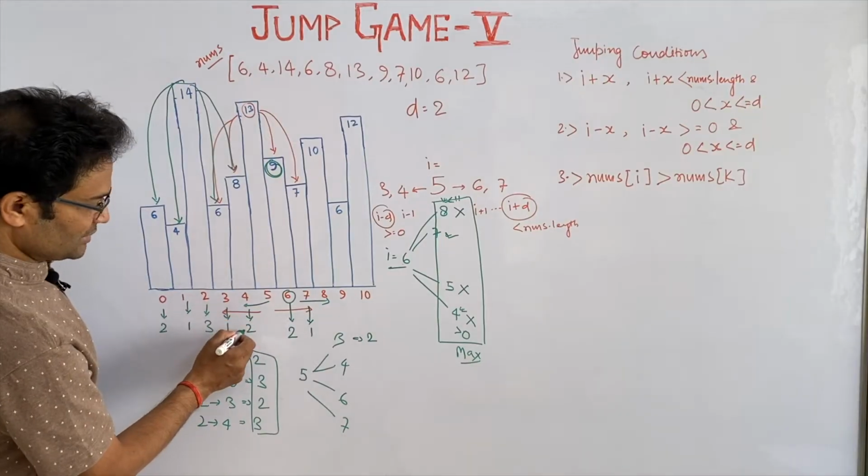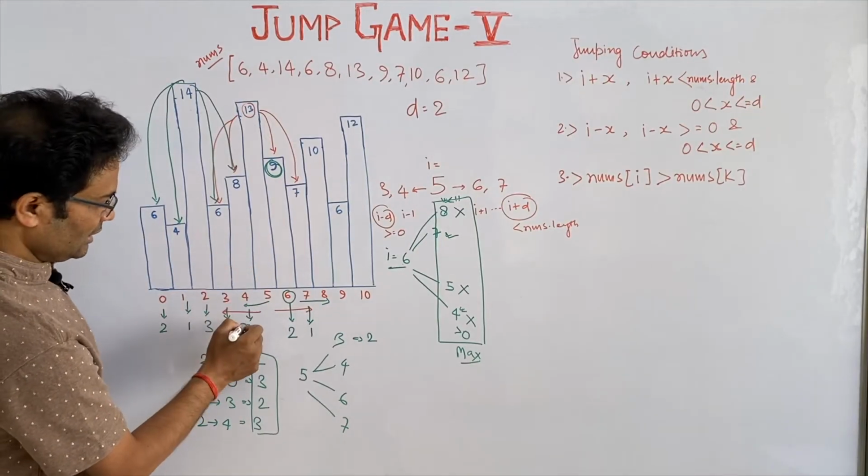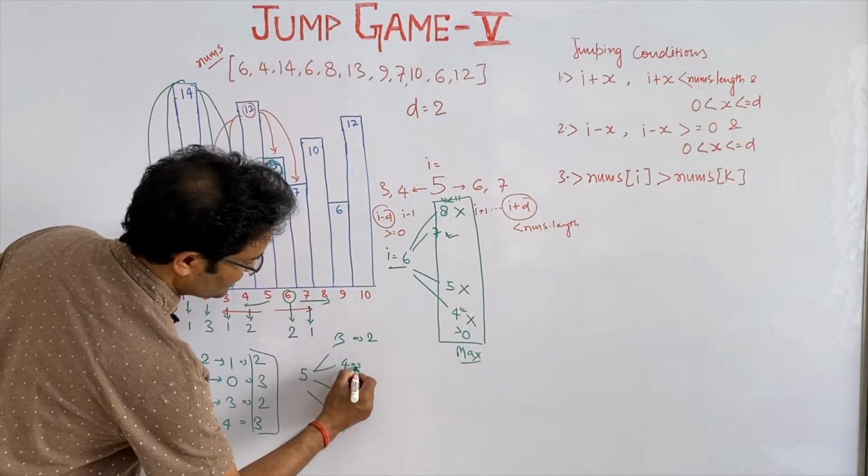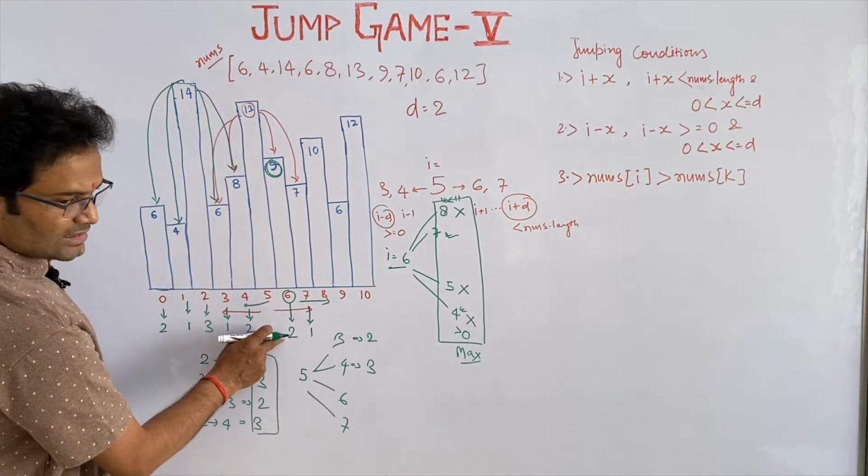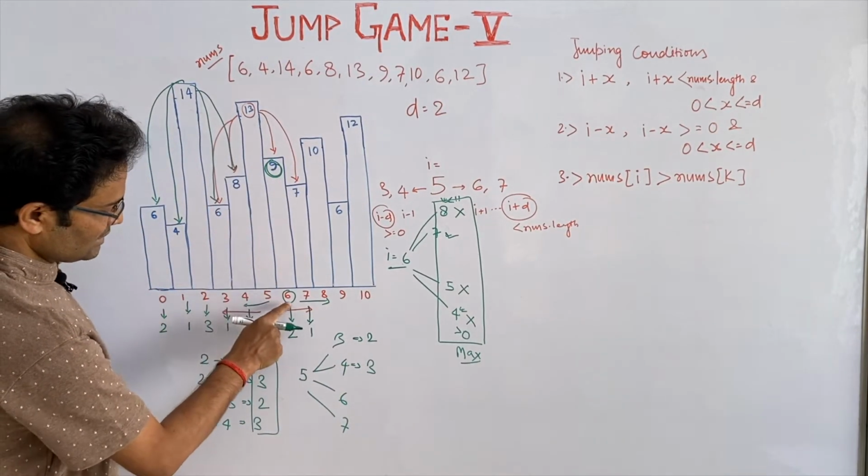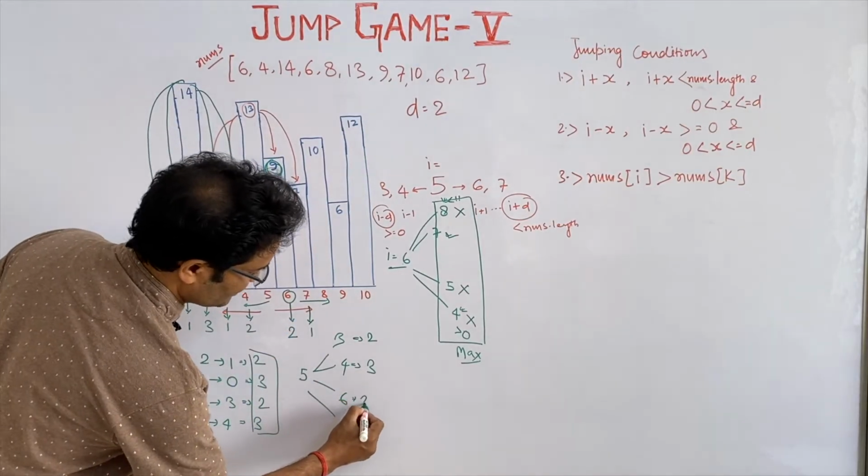5 and the 4 has the 2 value. 5 itself is the 1 and the 4 value is equal to 2. So this is the 3. 6 is equal to 2. So 5 itself is a 1, 6 value is 2. So this is the 3.